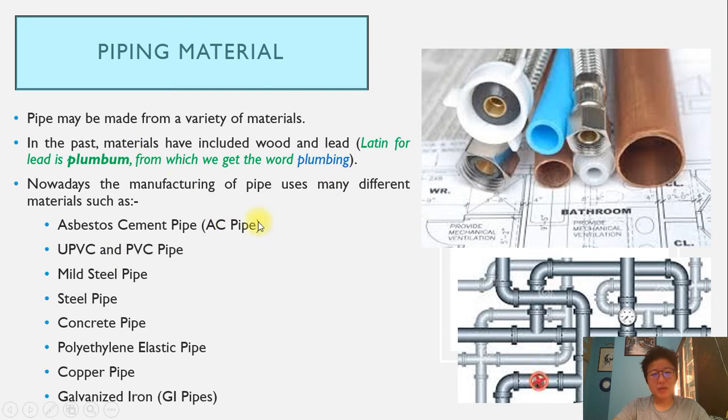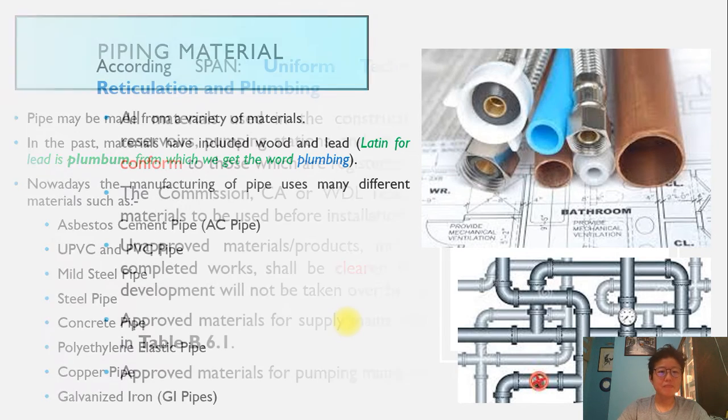And these days we can have pipes made from different materials, starting from asbestos cement pipe, UPVC or PVC, mild steel, and so on and so forth. Later on in the subsequent slides, we're going to take a look at some of the more common ones.